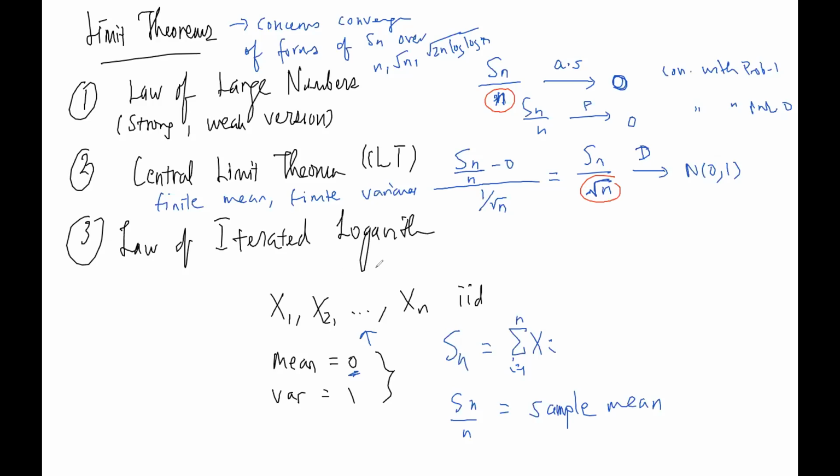Now the law of iterated logarithm concerns this result: Sn over the square root of 2n log log n. This one converges almost surely to 0.